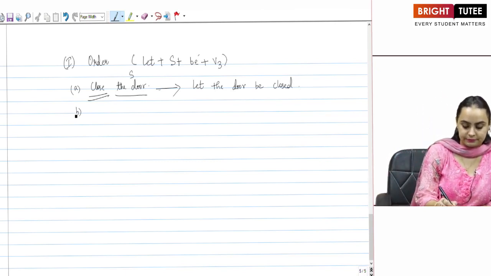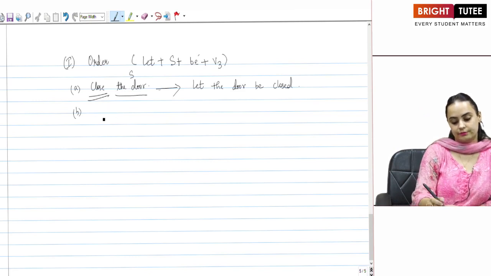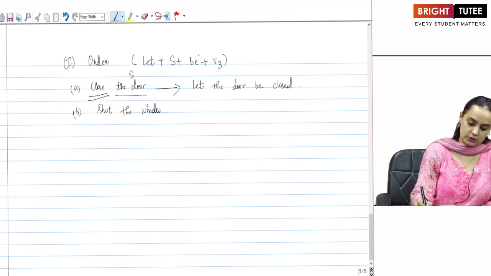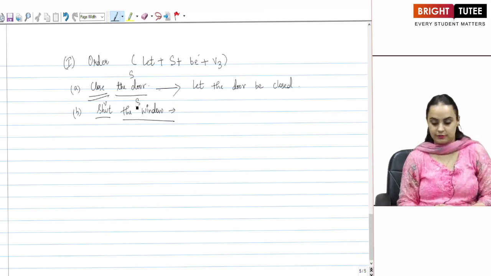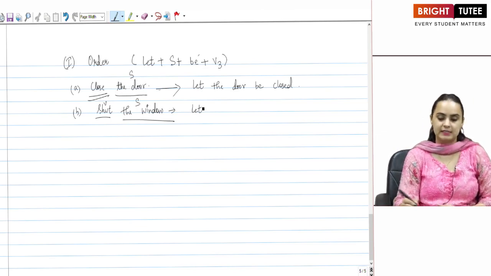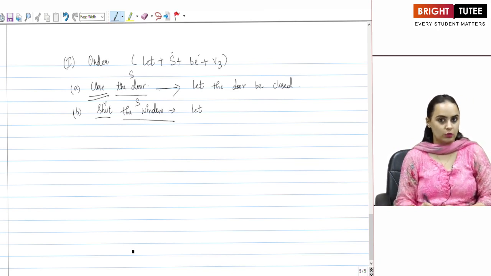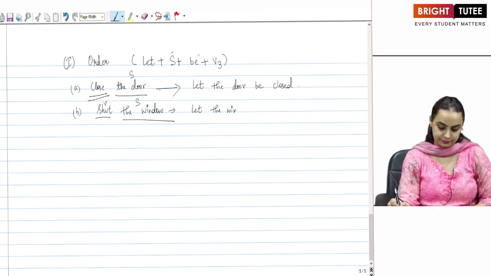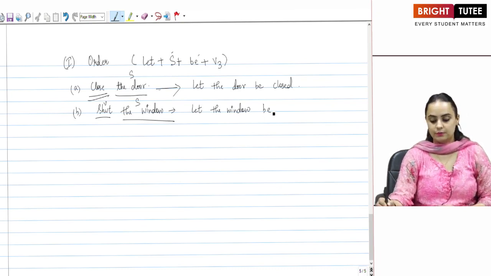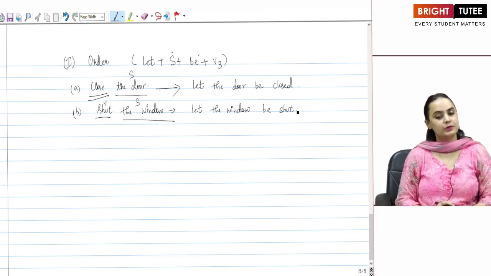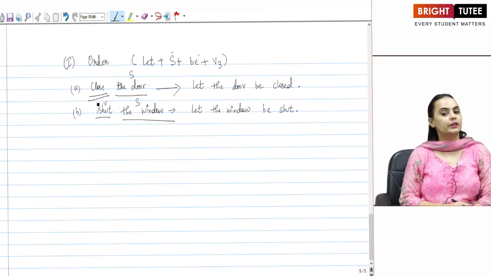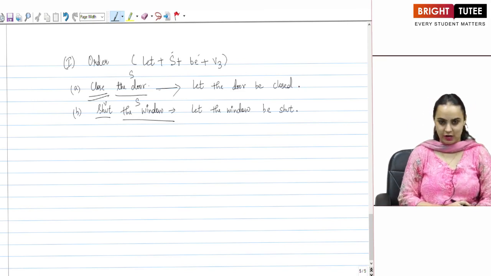Next sentence. Shut the window. Again, shut is the verb, the window is the subject. How do we change? The first thing we write is let, then comes my subject. What is my subject? The window. Then we add be, and the third form of the verb shut remains shut. So, let the window be shut. So, active voice, shut the window. Passive voice, let the window be shut.